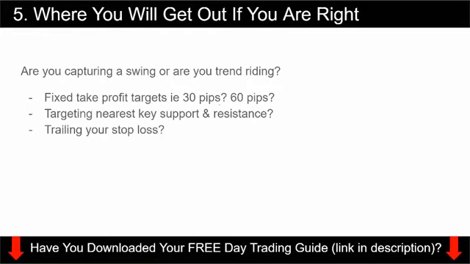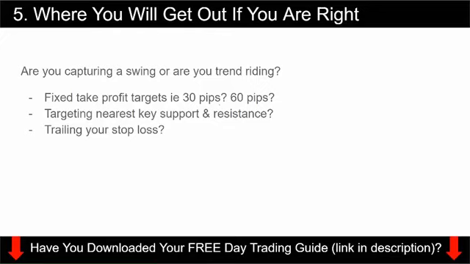And of course, the last one. The last part of the checklist is you need to know where you get out if you are right. You've taken care of your worst case scenario where you get out when you're wrong. Now let's talk about when you get out when you're right. How do you get out? The question to ask yourself is: what's your goal in taking the trade? Are you trying to catch a swing, or are you trend riding? That's very important, because if you are catching a swing, then you should put in a take profit level.